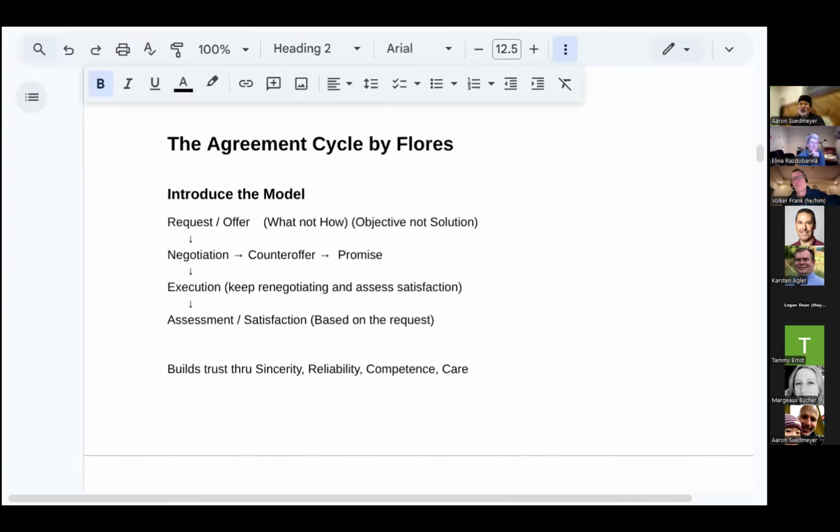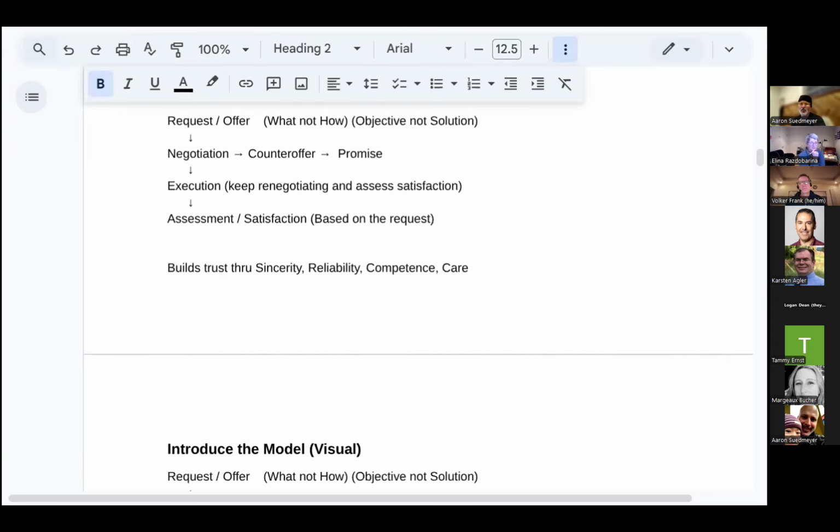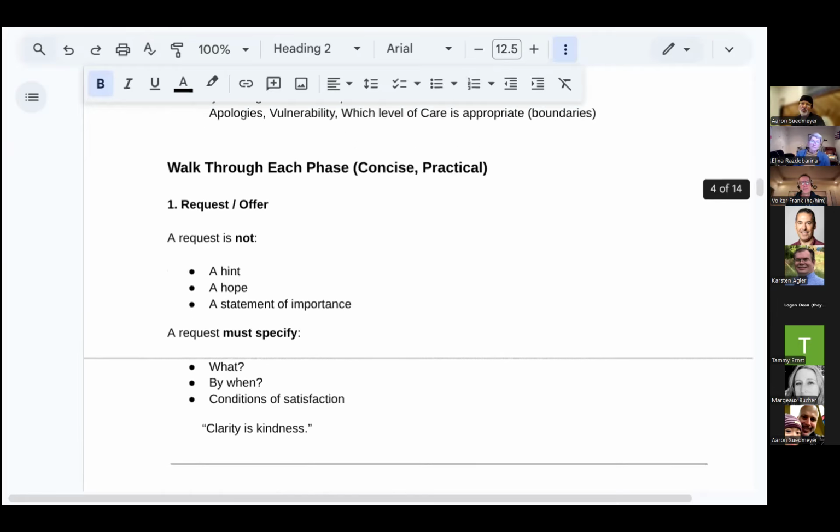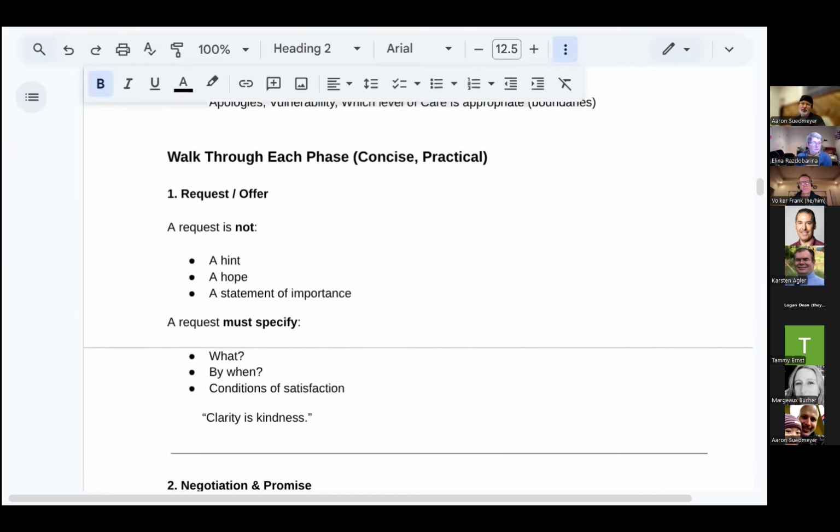I have more detailed versions of these if you like, on what a request is and what it's not. What questions do you guys have about the Flores model? I would be really interested to hear what you have to say about your distinctions around what a request is and what it is not.